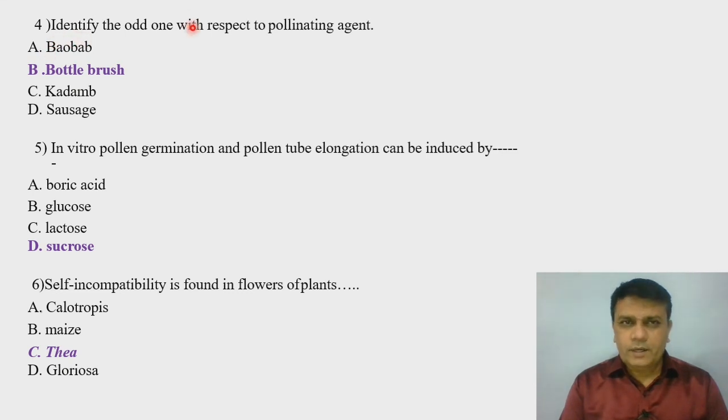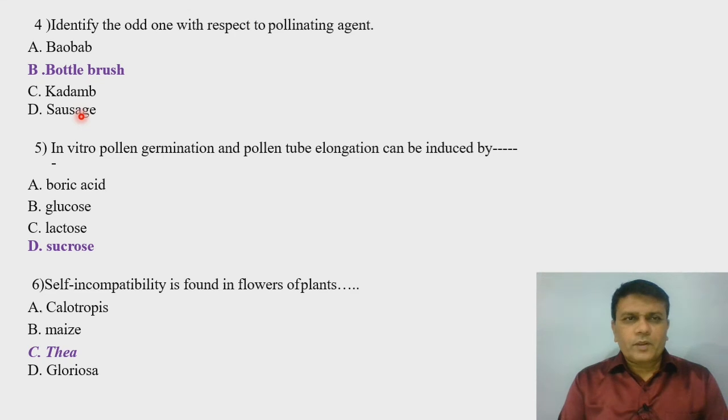identify the odd one with respect to pollinating agent. Now you know that there are different pollinating agents. They may be abiotic or they may be biotic. Now the alternatives given are, the first one is baobab tree, then the second one is bottle brush, which is the correct alternative, or the answer is B. Then C is kadam tree and D is sausage plant or tree.